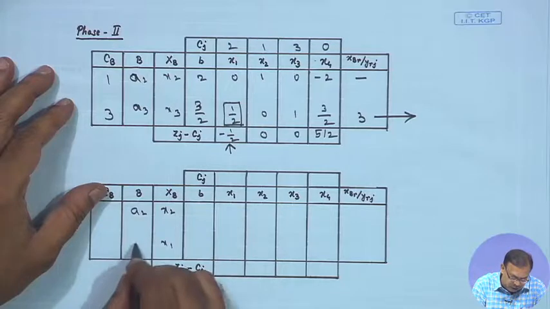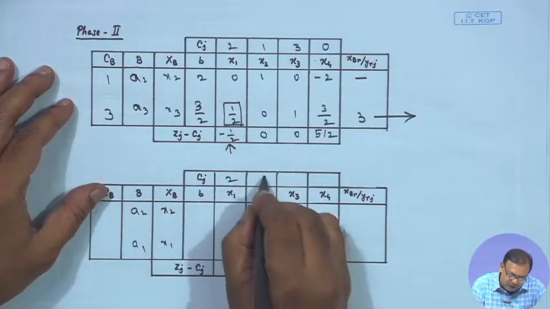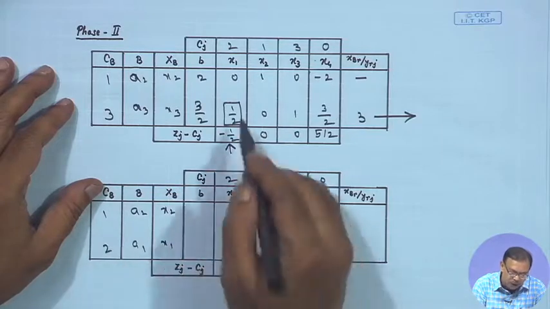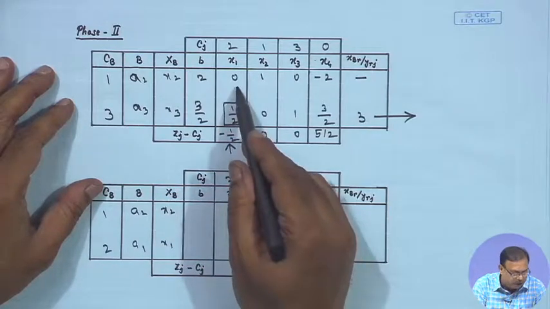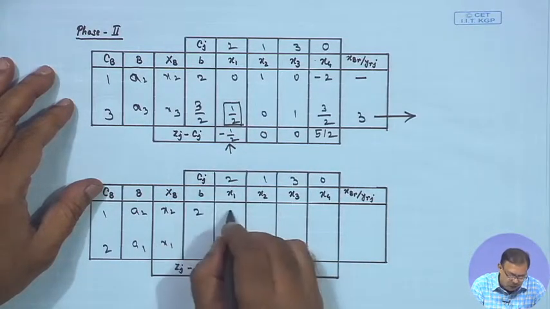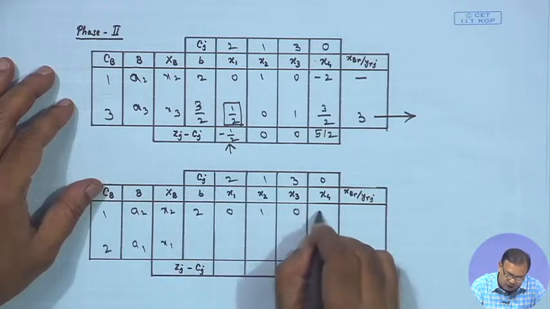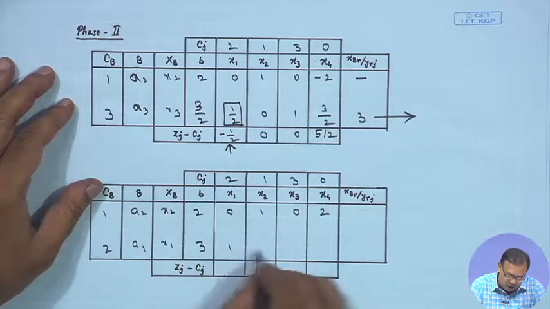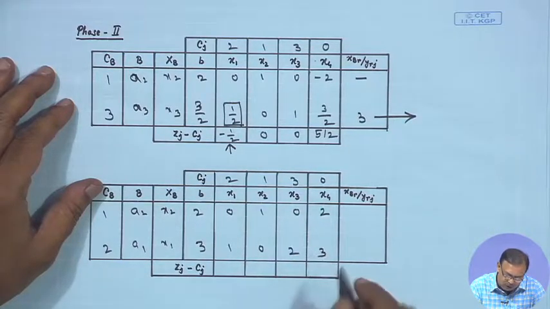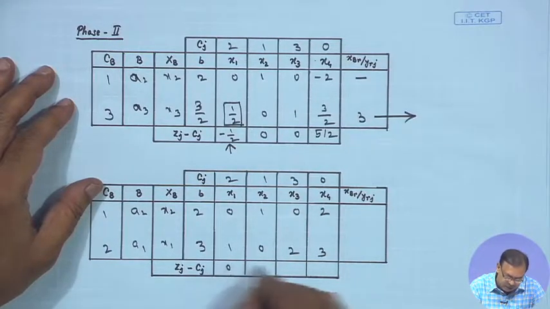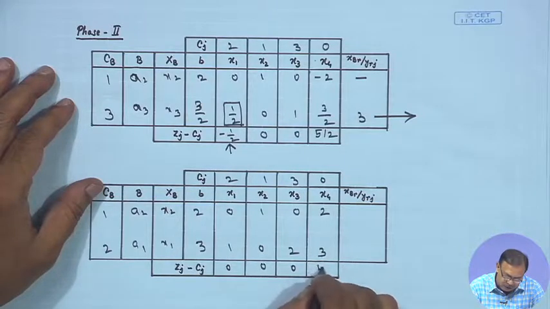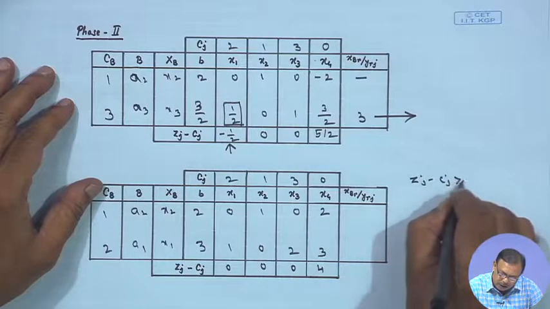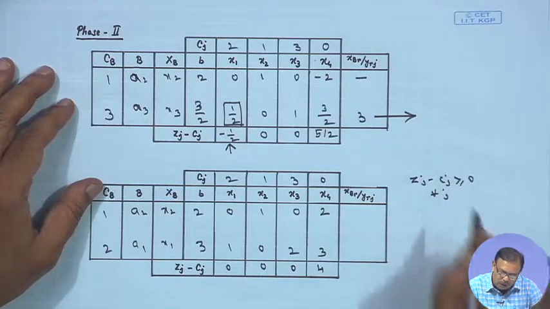So, this is A2 A1, your Cj values are remaining same. So, here it will be 1 2. So, this I will make 1, this is 0 already. So, the table you will obtain 0 1 0 2, and in this case it will be 3 1 0 2 and 3. Zj minus Cj, if you calculate, 0 0 0 4. So, your Zj minus Cj is greater than equals 0 for all j.